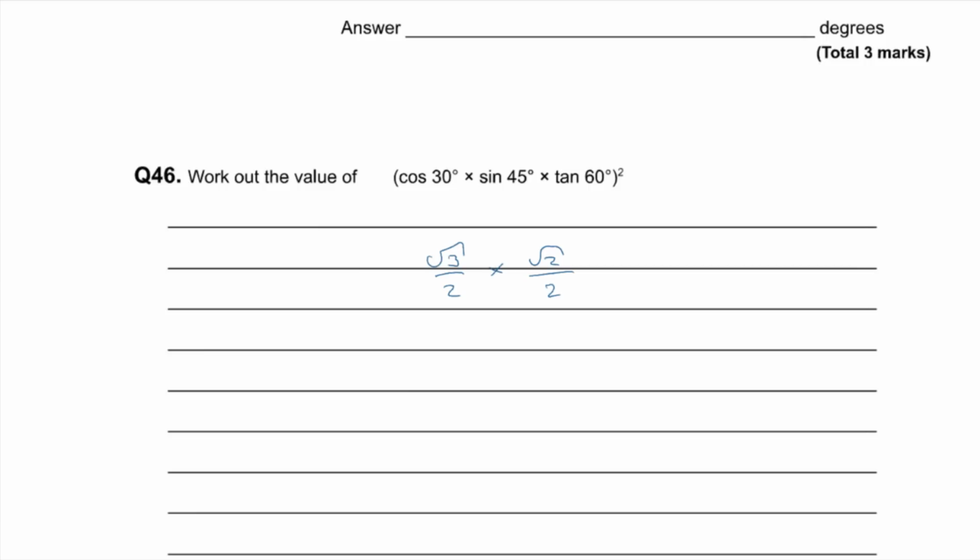So times root 3, and then we're squaring that. Okay, so again, I've got some things on the numerator: root 3, root 2, and root 3, and some things on the denominator, 2 and 2. So combining the numerators, root 3 times root 3 is 3, times root 2, that's 3 root 2. So my numerator becomes 3 root 2. My denominator is 2 times 2, which is 4. And I need to square all that.